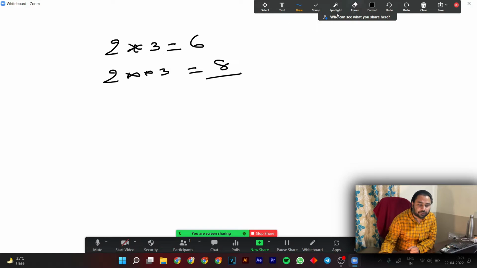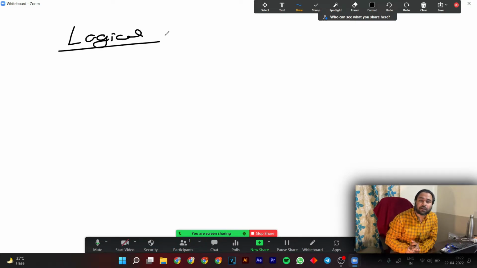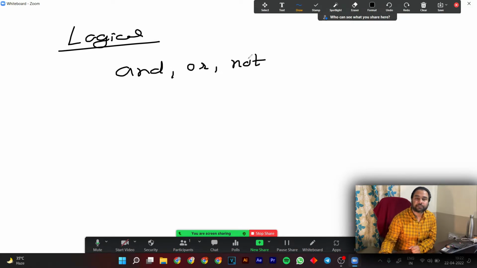Now, after this we have a second category of operator, that is the logical operator. What is a logical operator basically? A logical operator is an operator that gives the result in the form of true and false. So here we have 3 types of logical operators and all these operators follow the English names, that is and, or, and not. Let's see how it works.